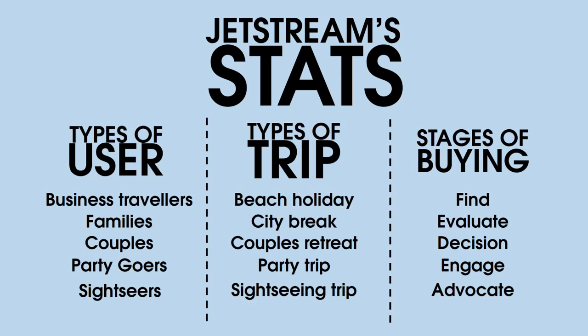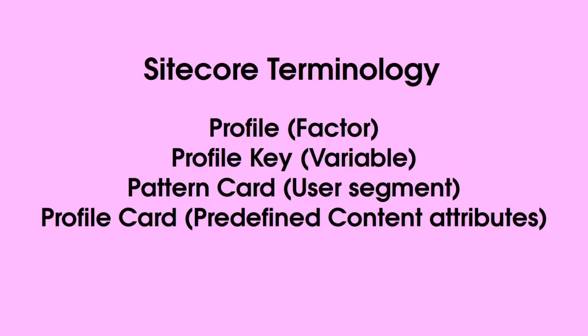For example, find: they're searching for a product. Then evaluate: maybe they're comparing the two together. Then they're in the decision phase: do I buy it, do I not, what do I buy? Then they engage, they buy. The next one is applicate: you've bought, you start sharing things. So they're the Jetstream stats. I don't expect you all to remember them, but this is what we're basing a lot of our stuff on.